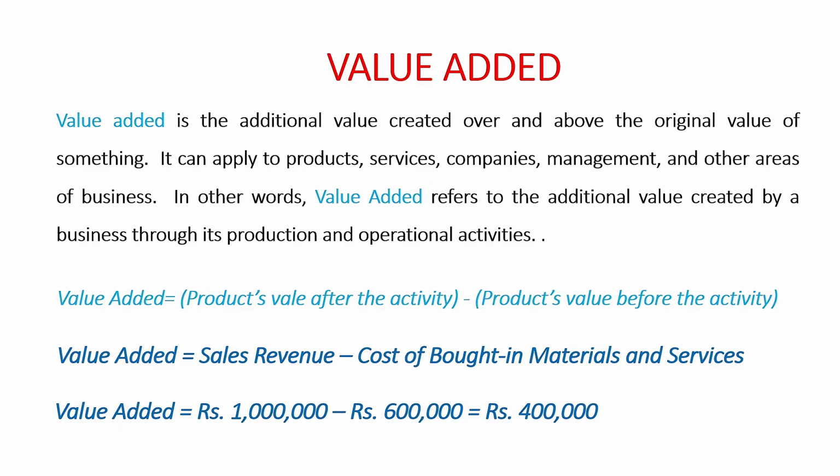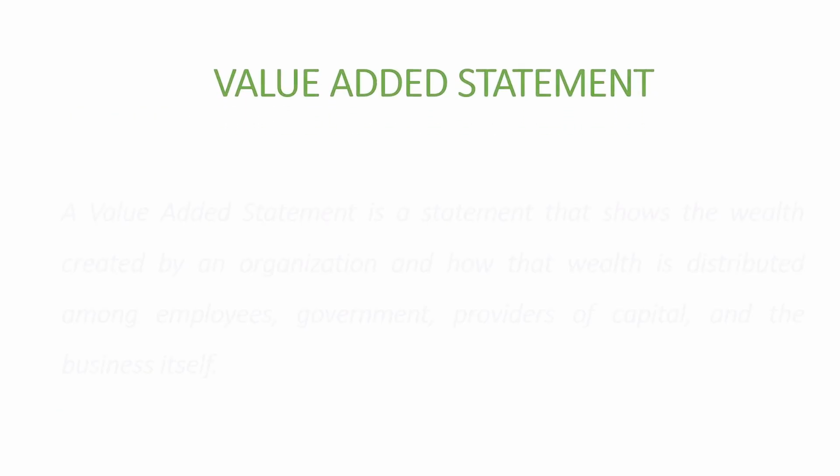For example, suppose a company sells its products for rupees 10 lakh and spends rupees 6 lakh on raw materials and other services purchased from outside suppliers. Then value added results in rupees 10 lakh minus rupees 6 lakh equals rupees 4 lakh. This means the company has created an additional value of rupees 4 lakh through its business activities.